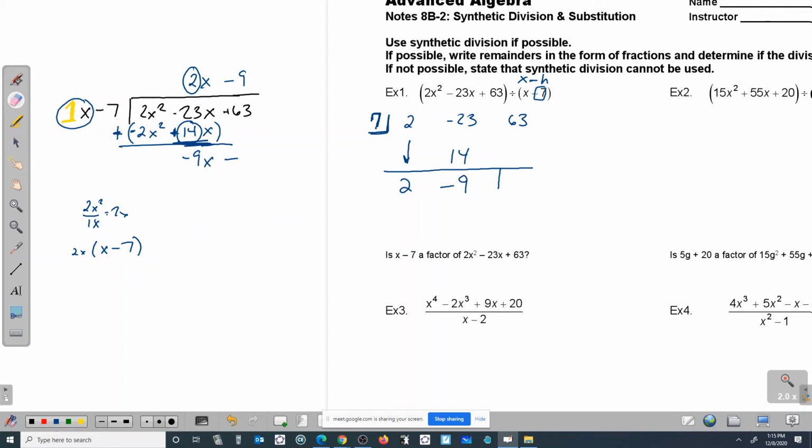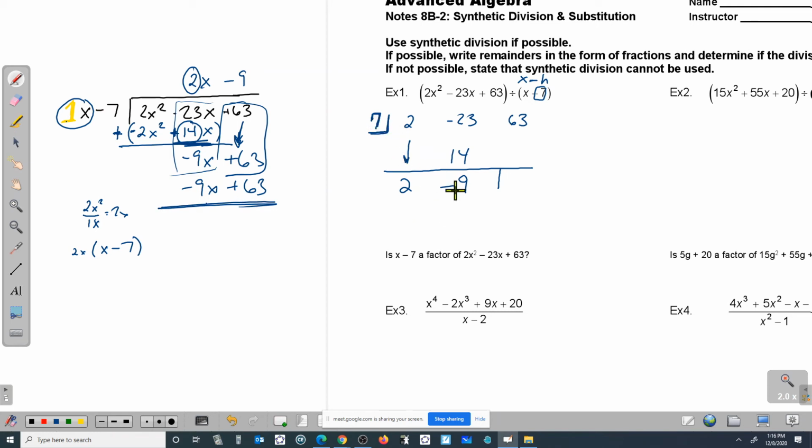Because I put that there, I kind of didn't bring this down. And I wanted to write negative 9x here, and then I wanted to write positive 63 here. So let me be clear here. The negative 9x is because of this work right there. The 63 here is because I dropped it down. Okay? The negative 9x here is from negative 9 times 1x, which is right there, and the negative 9 times negative 7 is the 63 here.